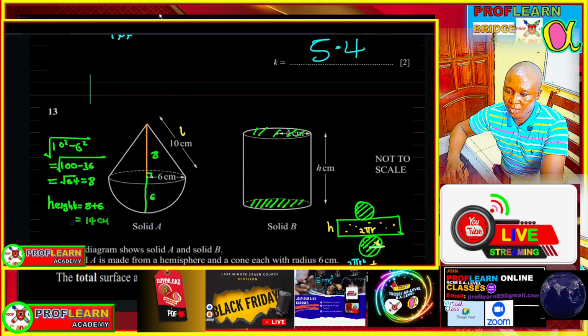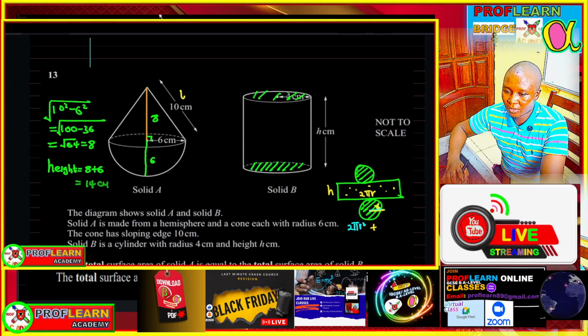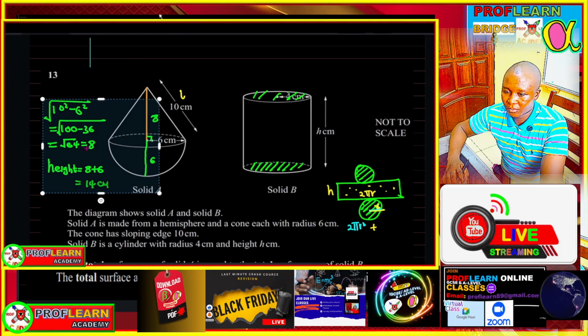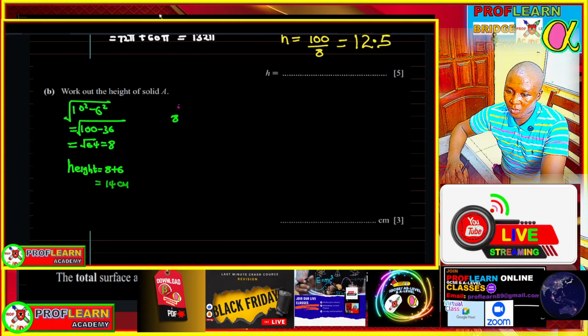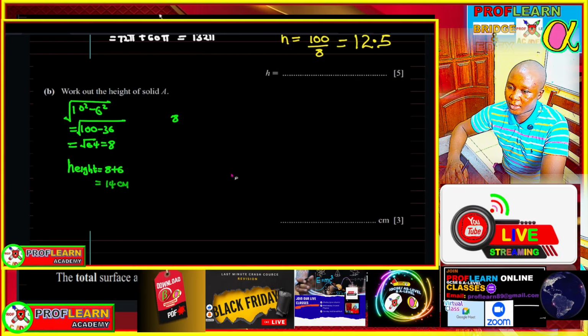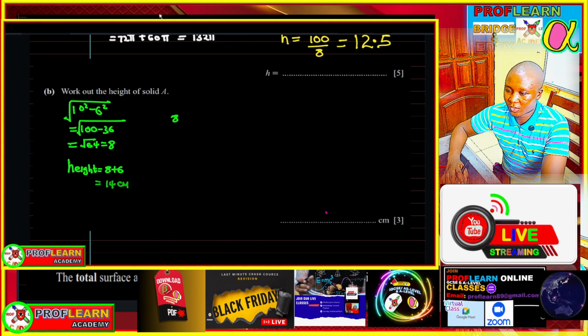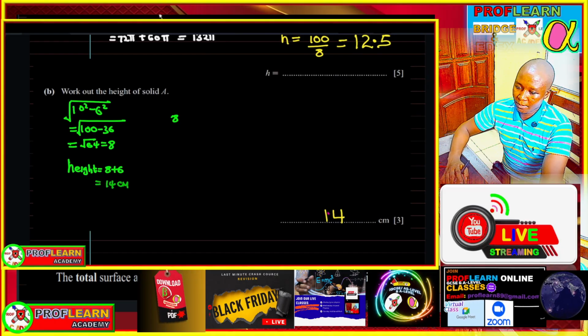And then I'll transfer this down here so that we can have our steps well demarcated. So the height of solid A is going to be 14. Just transfer it here to make the examiner happy.